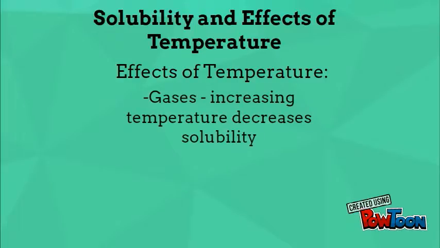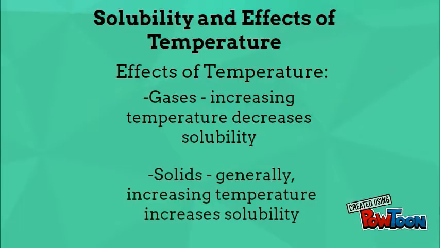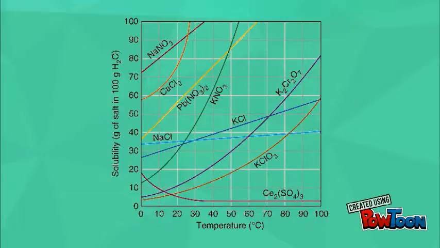For gases, increasing temperature increases the kinetic energy of gas molecules, making it harder to bond with solvent molecules and therefore making it harder to fully dissolve, decreasing solubility. For solids, increasing temperature generally increases solubility, but that is not always the case. As can be seen in the graph, the solubility of potassium nitrate drastically increases with temperature, but the solubility of cesium sulfate actually decreases with temperature increase.